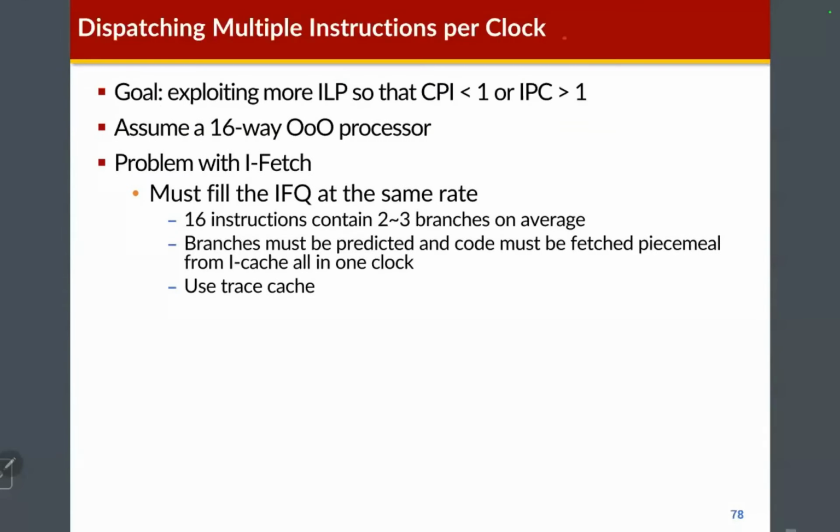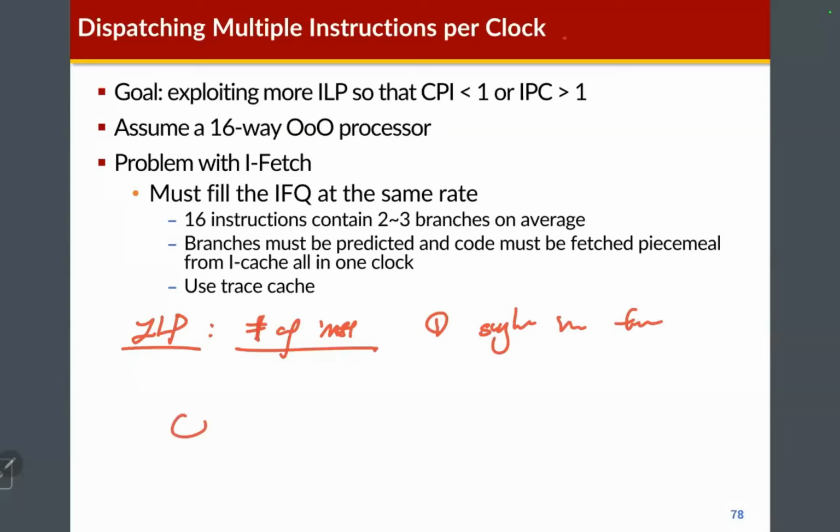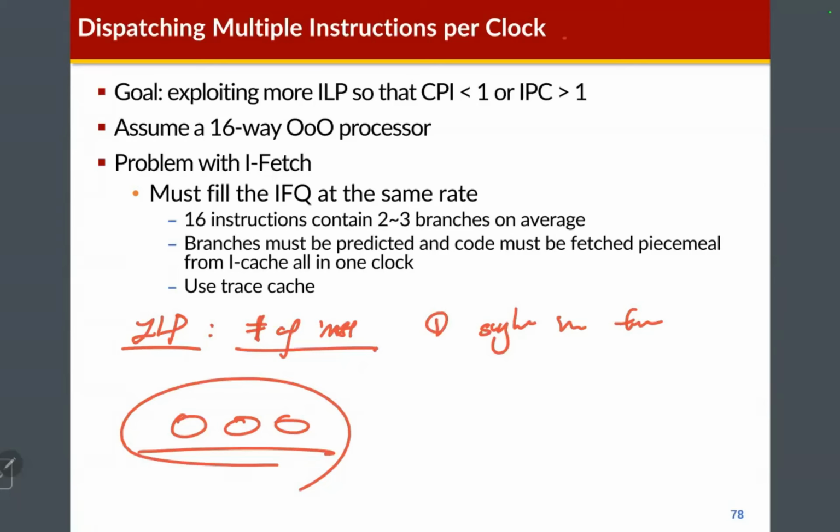So we are learning how to improve instruction level parallelism, which means that we want to increase the number of instructions being executed in a processor. The problem is that until now we learned that only a single instruction is fetched per clock. But our processor has the capability of executing multiple instructions because it has multiple execution units.